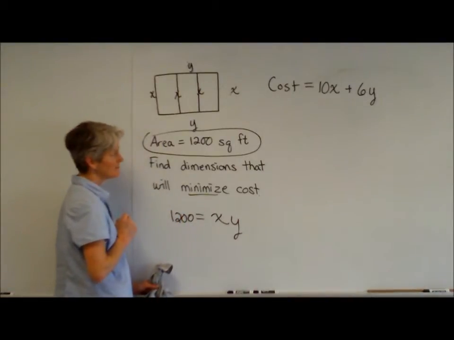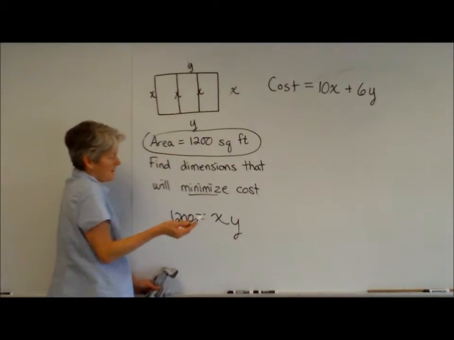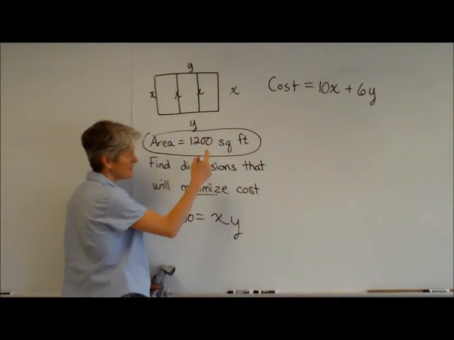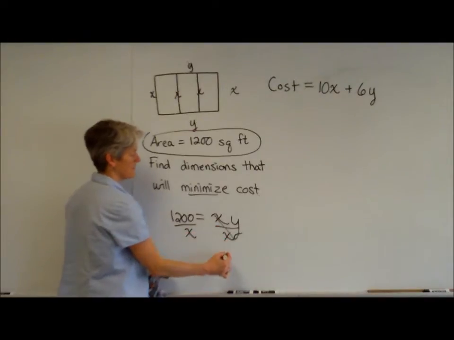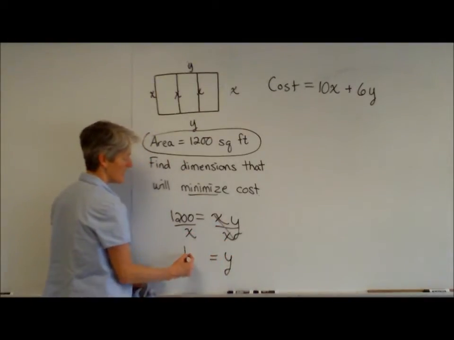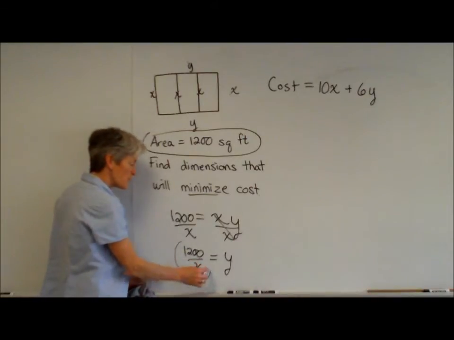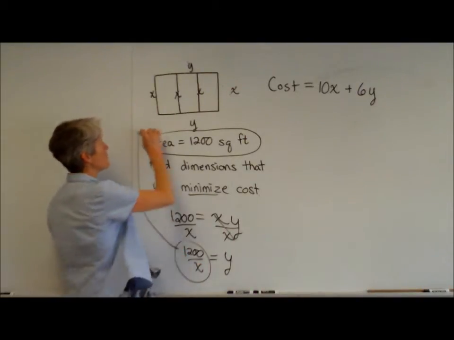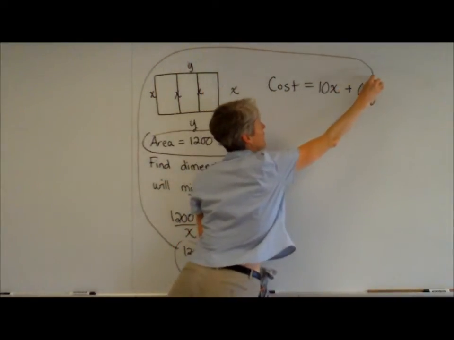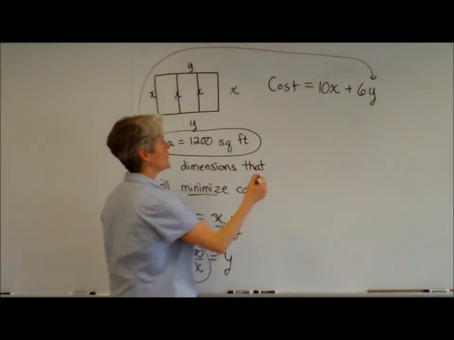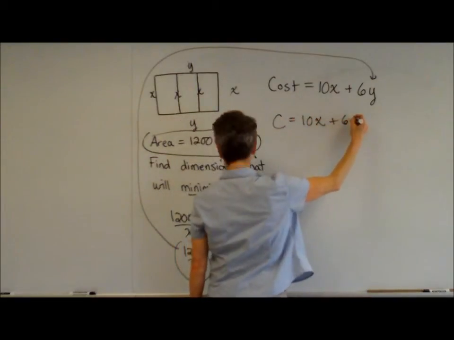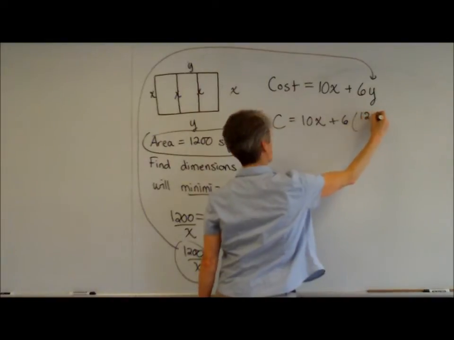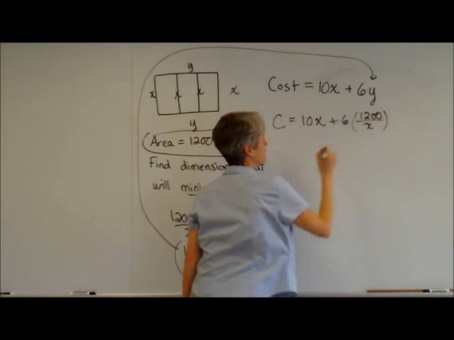Area is 1,200. I think I'm just going to get y by itself, because I like x's better than y's. I've got an expression for y that I'm going to pop right in for that y, so that I have a cost equation. I'll just call that C. Just in terms of one variable. In this case, it's going to be x. How am I doing? Looks fabulous.